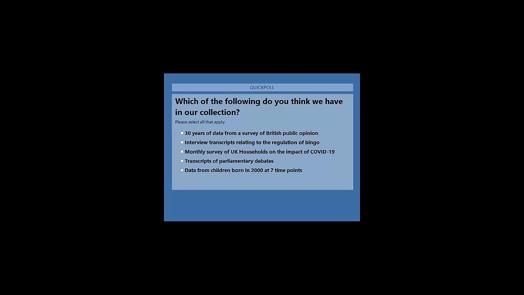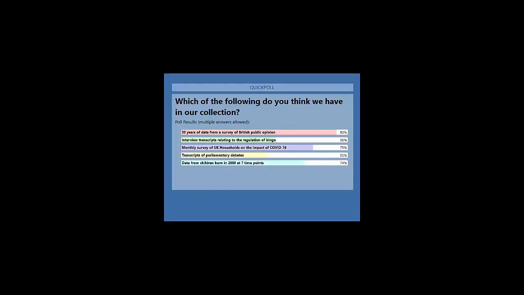Okay, I think we're now ready to have a little look at some of the results. What are we getting? Okay, as the answer suggests, we've got most of these in our collection. The first one, which 93% of you said, is the British Social Attitudes. This is an ongoing survey that's been going for more than 30 years now. The second one, interview transcripts relating to the regulation of bingo, is actually in our collection. It's a qualitative study that looked at the regulation of what's actually a globally significant form of gambling.